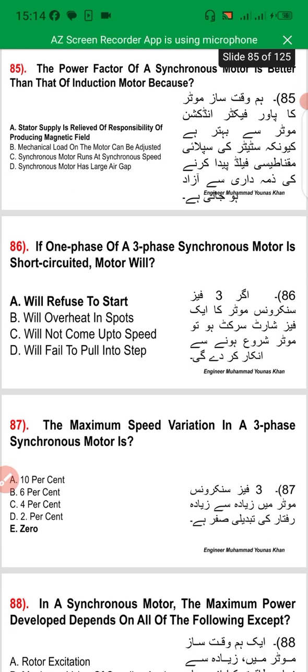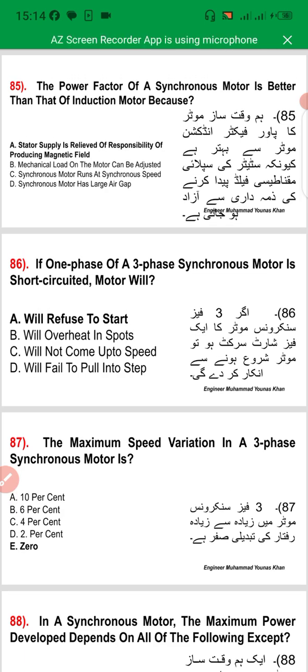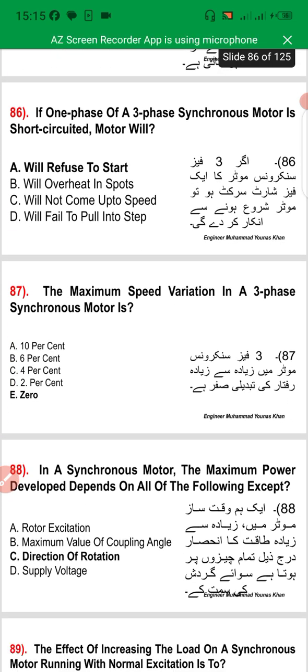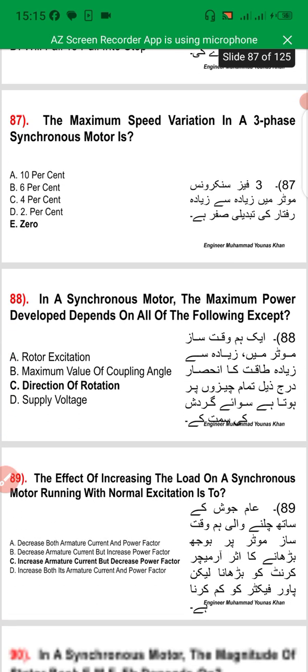The power factor of a synchronous motor is better than that of induction motor because stator supply is relieved of responsibility of producing magnetic field. If one phase of a three-phase synchronous motor is short-circuited, motor will refuse to start.